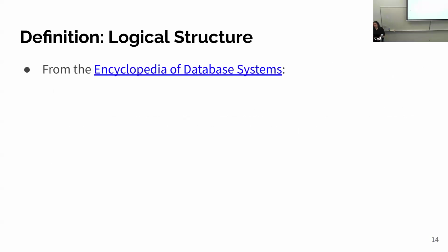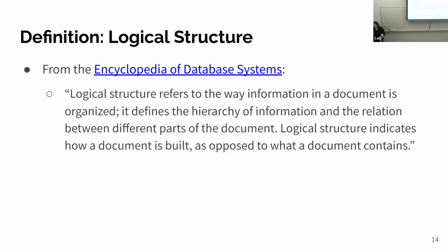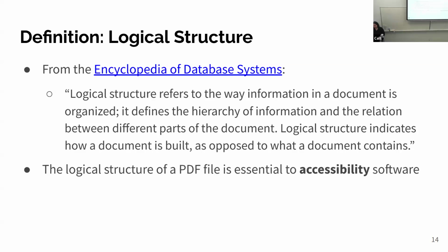So here's a formal definition of logical structure from the Encyclopedia of Database Systems. Logical structure refers to the way information in a document is organized. It defines the hierarchy of information and the relation between different parts of the document. Logical structure indicates how a document is built, as opposed to what a document contains.